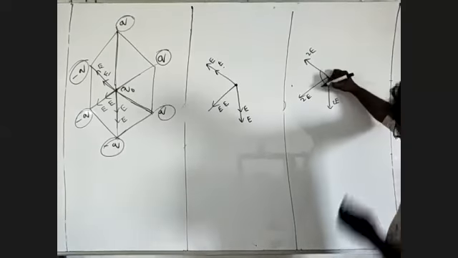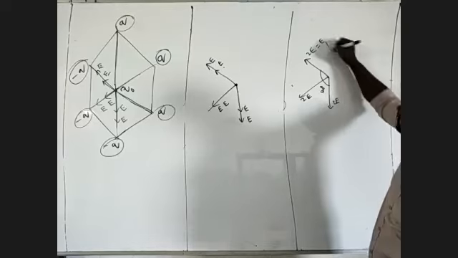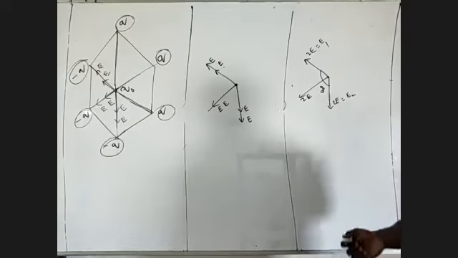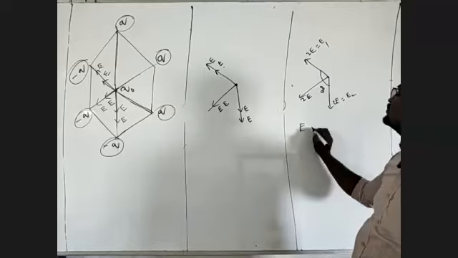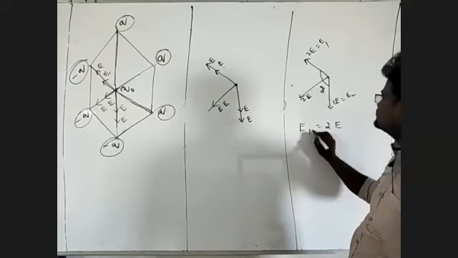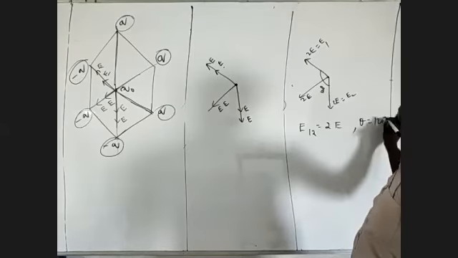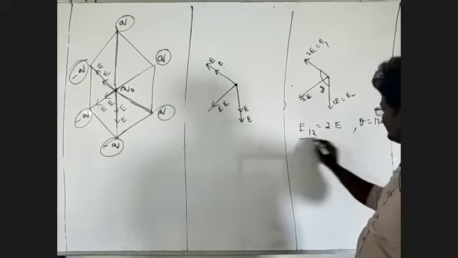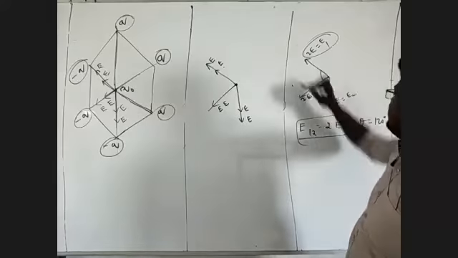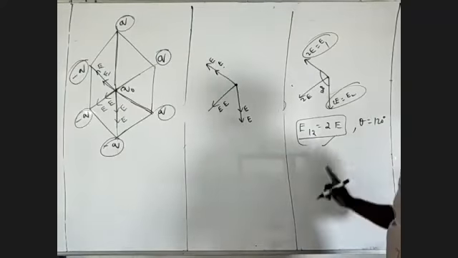The angle between them is 120 degrees. I'm taking this as E1 and this as E2. Both are the same. So E1 is equal to 2E. Your answer is 2E. E12 is equal to 2E. Why? Because the angle is 120 degrees. Now this is the magnitude of the resultant. E1 and E2 resultant, you are getting 2E. This is the magnitude.